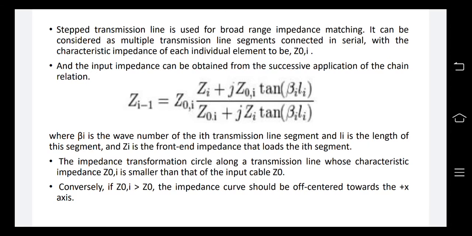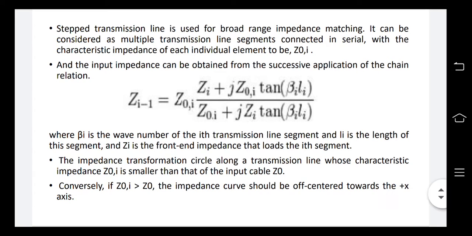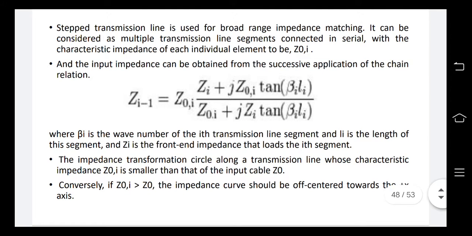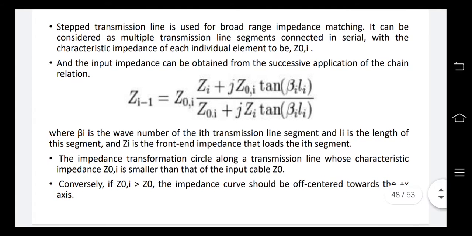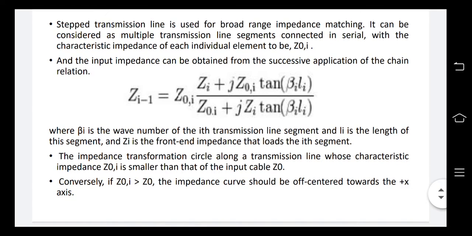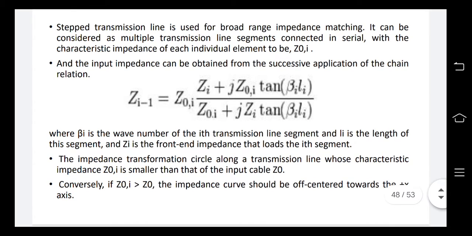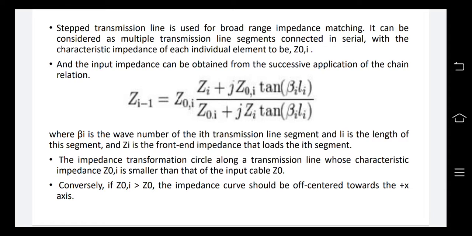So Z(i-1) will be equal to Z0,i times (Zi plus jZ0,i tan(beta_i Li)) in the numerator, and in the denominator Z0,i plus jZi tan(beta_i Li), where beta_i is the wave number of the ith transmission line segment and Li is the length of this particular ith segment. Zi is the front end impedance that loads the ith segment.